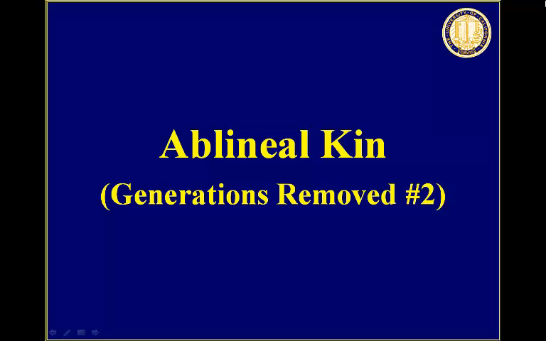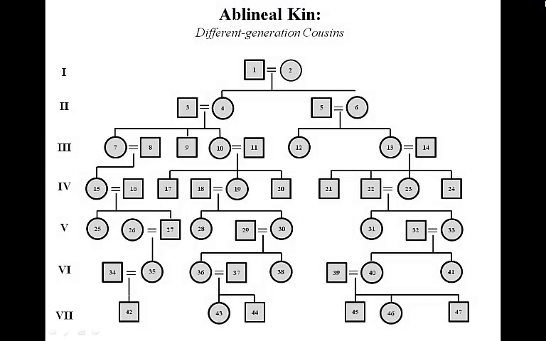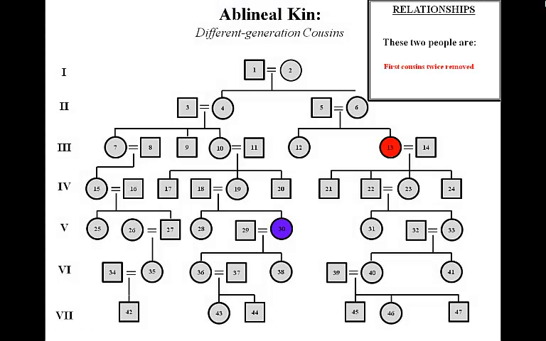Let's continue with abilineal kin, generations removed, but example set number 2. Note here that number 30 and number 13 are first cousins twice removed because number 10 is the first cousin of number 13 and the grandmother of number 30. Note next that number 30 and number 23 are second cousins once removed because 19 is the second cousin of number 23 and she is the mother of 30.